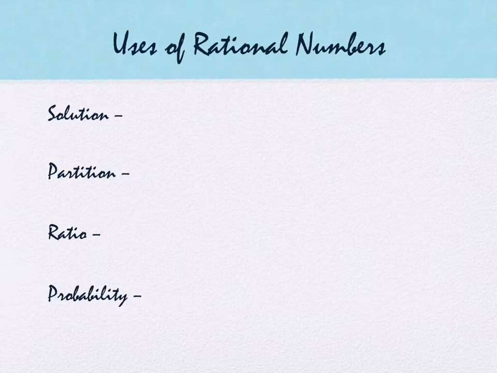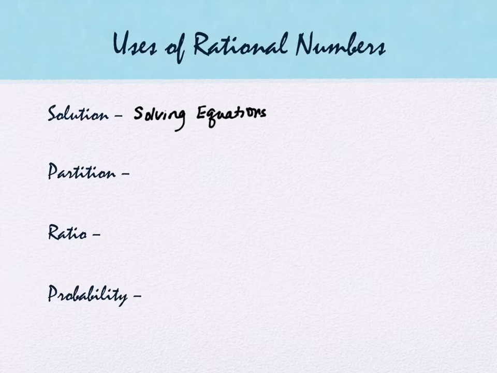There's several uses of rational numbers. So we're going to look at 4 of them specifically. The first one is as a solution. So this is a solution to something that would be otherwise unable to be solved with numbers that don't have this form. So a solution would be solving equations like 2x equals 1.